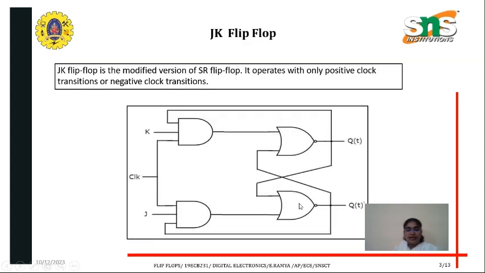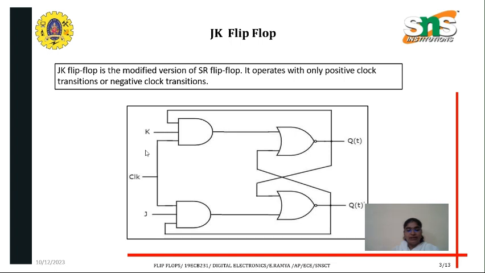In the slide, we have a logic diagram of the JK flip-flop. The JK flip-flop is one of the important flip-flops. We already discussed the SR flip-flop and the logic diagram of the SR flip-flop. So now we are going to move on to the JK flip-flop. The JK flip-flop is a modified version of the SR flip-flop. SR means set and reset flip-flop. It operates with only positive clock transition or negative clock transition.